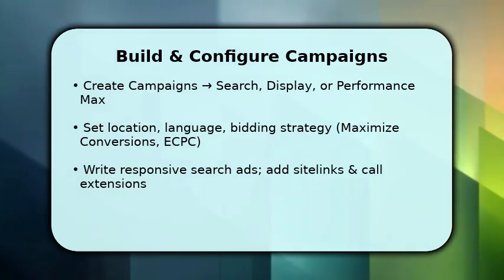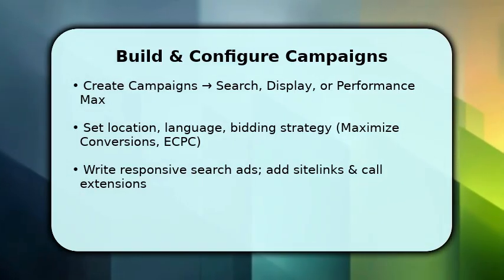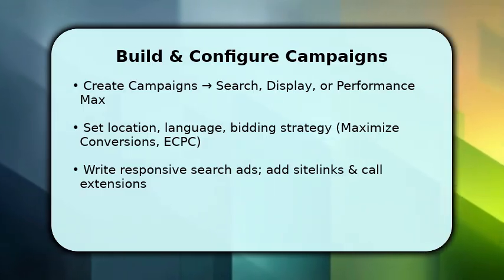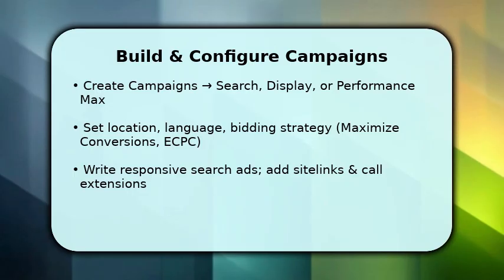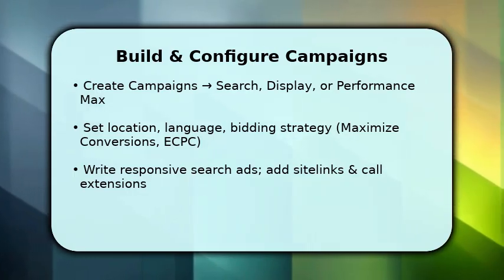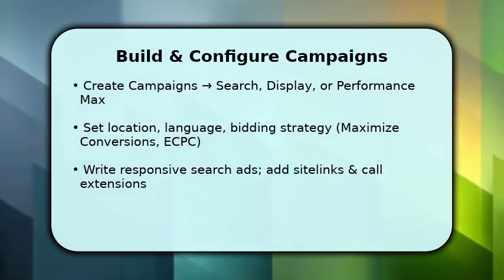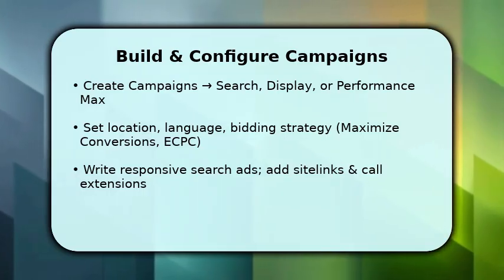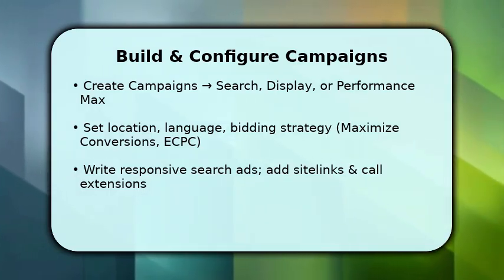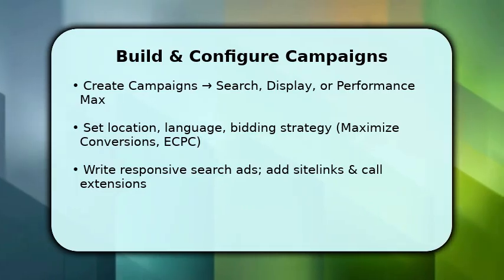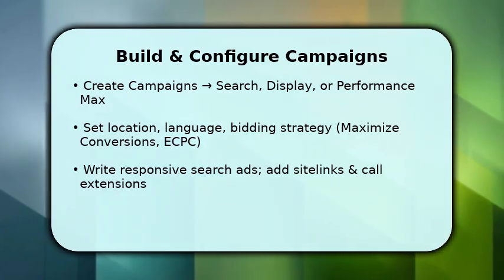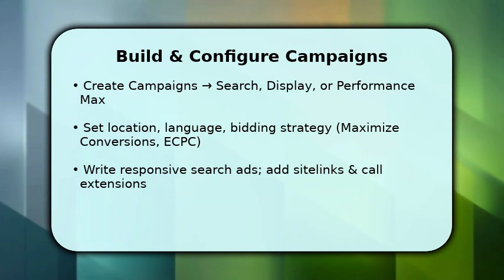Next, select a bidding strategy that matches your goal, maximize conversions or enhanced CPC, and create ad groups with tightly themed keywords. Write responsive search ads that rotate headlines and descriptions, and add extensions like site links and calls to increase real estate. Make audience signals and negative keyword lists before you launch so traffic quality starts high.